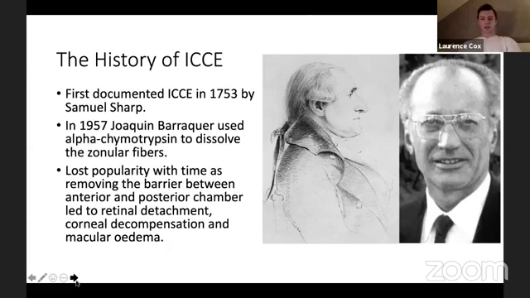The gentleman on the right here, Joaquin Barraquer, actually started using alpha-chymotrypsin, and this helped dissolve the zonular fibers, reducing the trauma of obviously pulling the lens away from the zonular fibers. And he first did this in 1957. Unfortunately, because of the loss of the barrier between the anterior and posterior chamber, there were a lot of side effects, including retinal detachment, corneal decompensation, and macular edema as well. And for this reason, it gradually lost popularity.